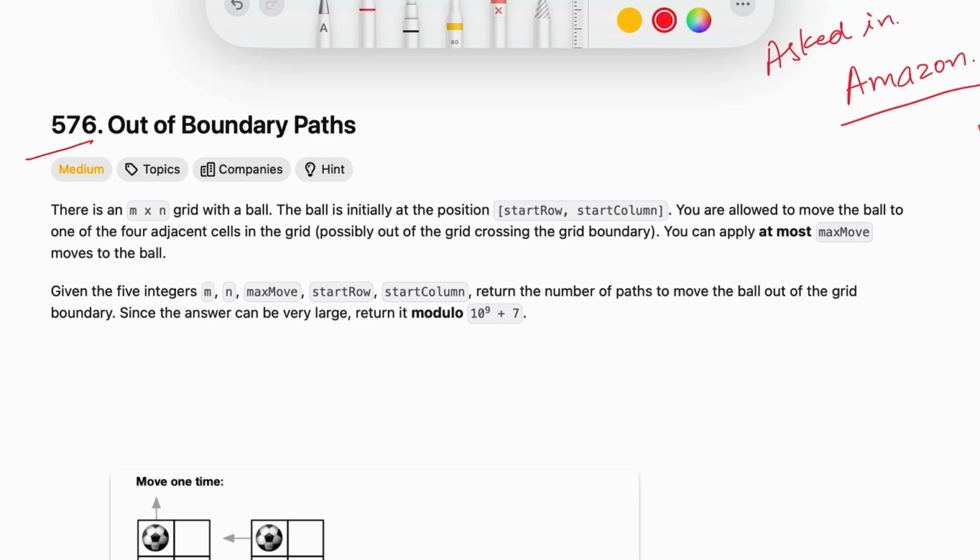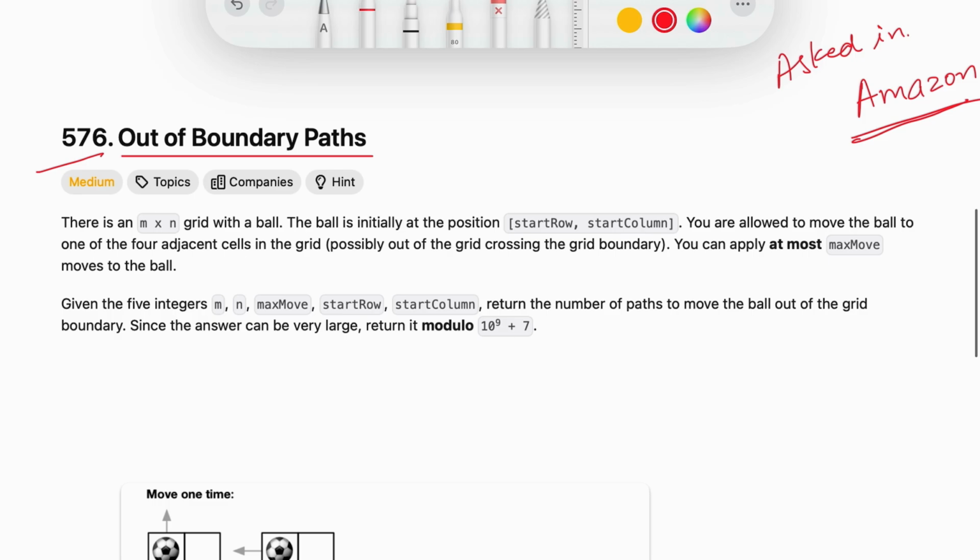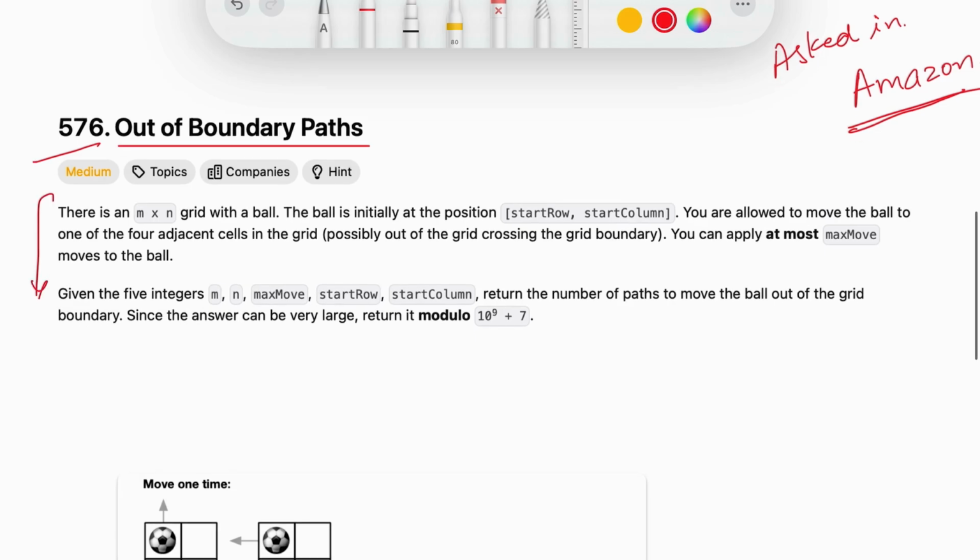Hey everyone, today we are solving LeetCode problem number 576, Out of Boundary Paths. It is another important question and has been asked in Amazon and Baidu. Let's have a look at the problem statement.